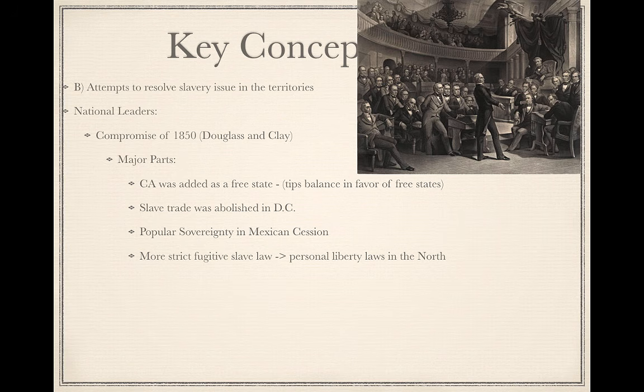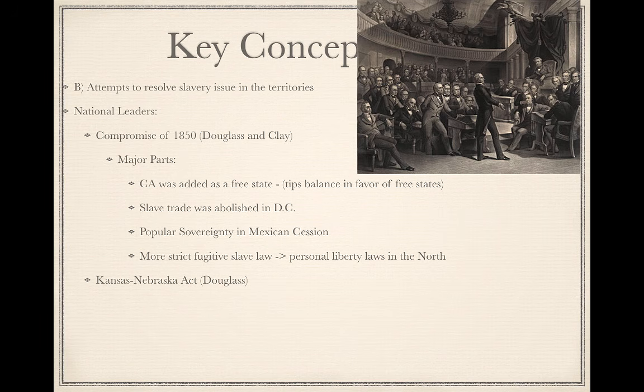This states that Northerners had to actively become involved in the retrieval of runaway slaves. Many Northerners didn't like this, and they passed personal liberty laws, which forbid the use of courtrooms and jails for the retrieval of runaway slaves. That's essentially nullifying a federal law, and the South would be very upset with it.